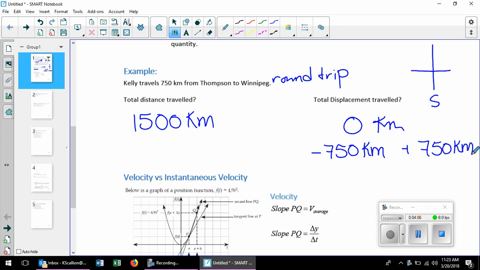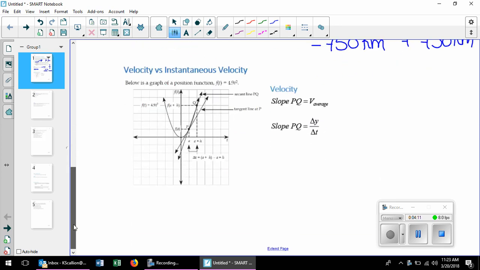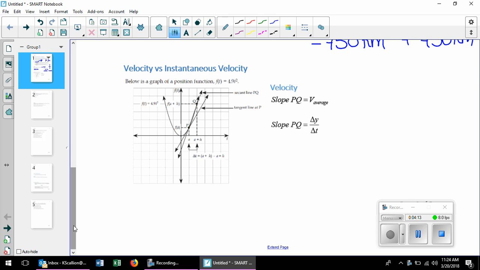Okay, velocity versus instantaneous velocity. You guys did this already in derivatives. You guys remember this maybe, possibly? This was the one where you're trying to get your secant lines, that A value, or sorry, the H value, smaller and smaller and smaller. So H is approaching 0.